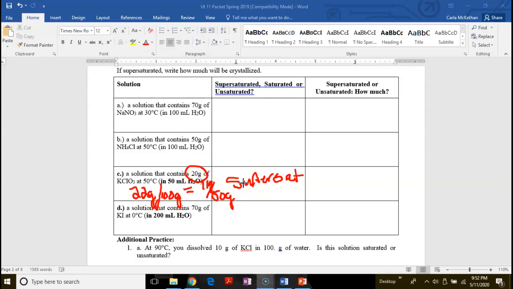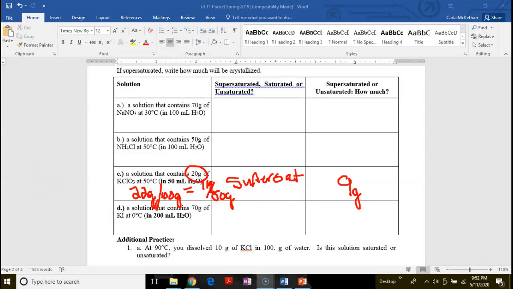Now, how much extra is it holding? So how much extra is it going to drop out if I disturb the solution? So 20 minus 11 is what number? 20 minus 11 is 9. So 9 grams is extra. And that's what's going to drop out in a crystal. So my crystal size would be 9 grams. Okay? All right, the next question.